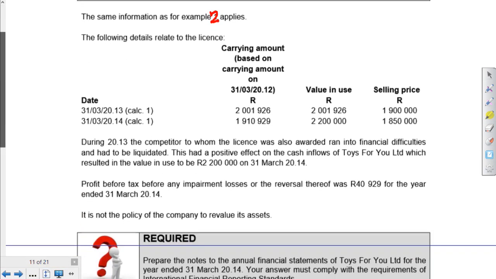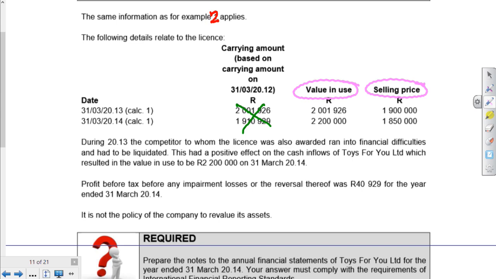And in example 3, it says the same information as for example 2 applies. They've given you the carrying amounts as at December 13, March 13 and March 14. But you can work forward to those numbers, can't you? I'd like you to do that because they may not give it to you. So assume they haven't given you these 2 numbers and you work them out. Then they say, during 2013, the competitor ran into financial difficulties and was liquidated. It had a positive effect on cash flows and resulted in the value in use being 2.2 million. So here are your value in uses and your selling prices over here.